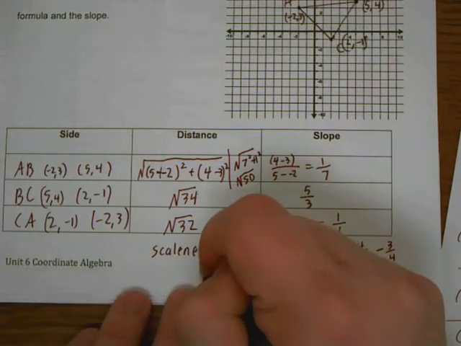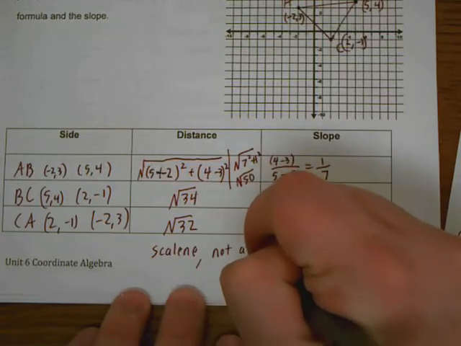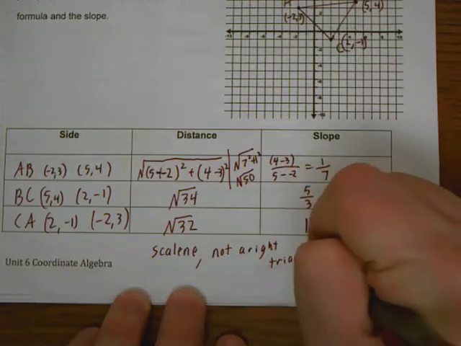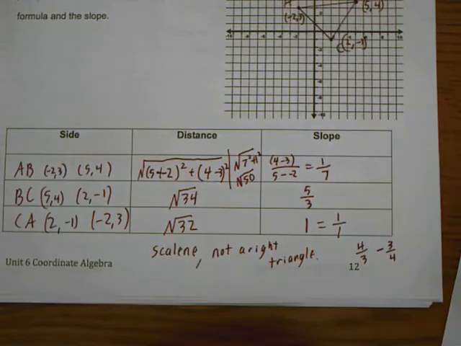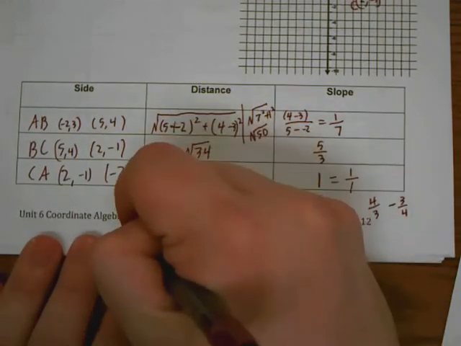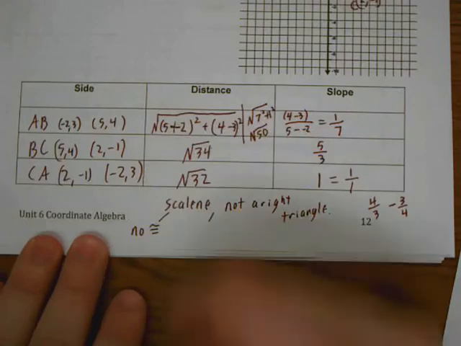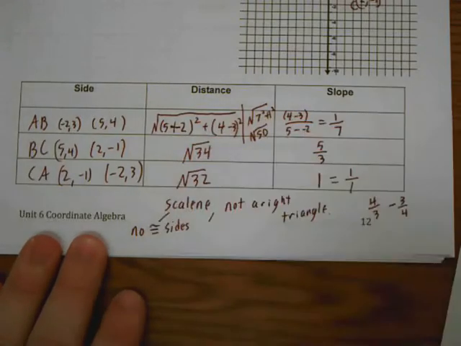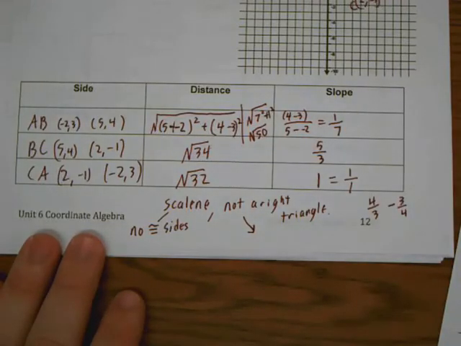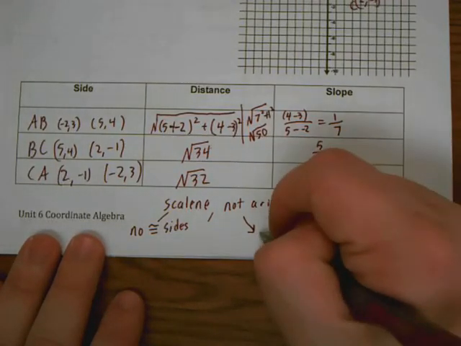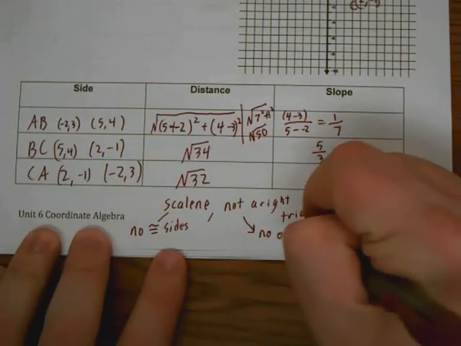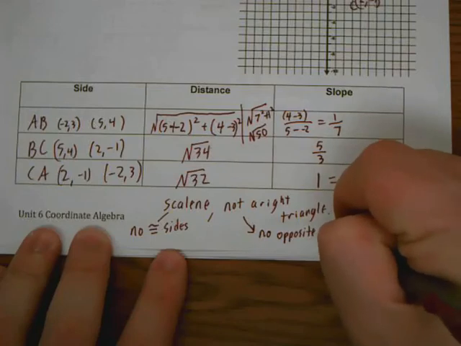But in this case, since we have 1/7, 5/3, and 1 over 1, we're going to say that this is not a right triangle. As far as our justification goes, for scalene, we knew it was scalene because we had no congruent sides. And we knew it was not a right triangle because we have no opposite reciprocal slopes.